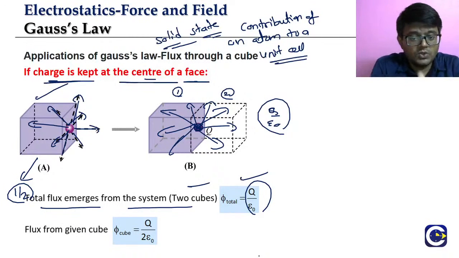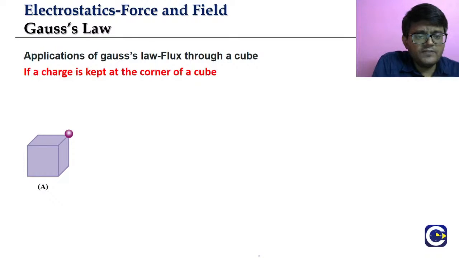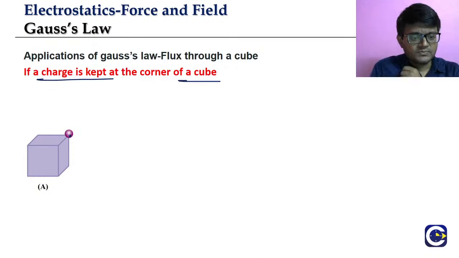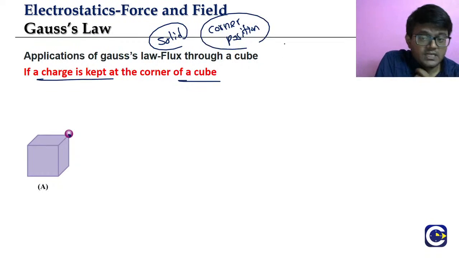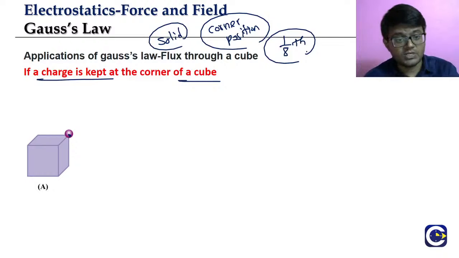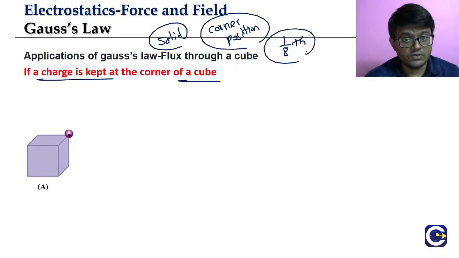Okay? So what is the total flux that will be emerging from those two cubes together? Q by epsilon naught. For one cube, what is the value? We will get half of the total value, which is Q by 2 epsilon naught. Similarly, if we keep a charge at the corner of the cube, in chemistry solid state we will call it corner position. If there is an atom at the corner position, the contribution of the atom to the unit cell will be 1/8. How much? Just 1/8.